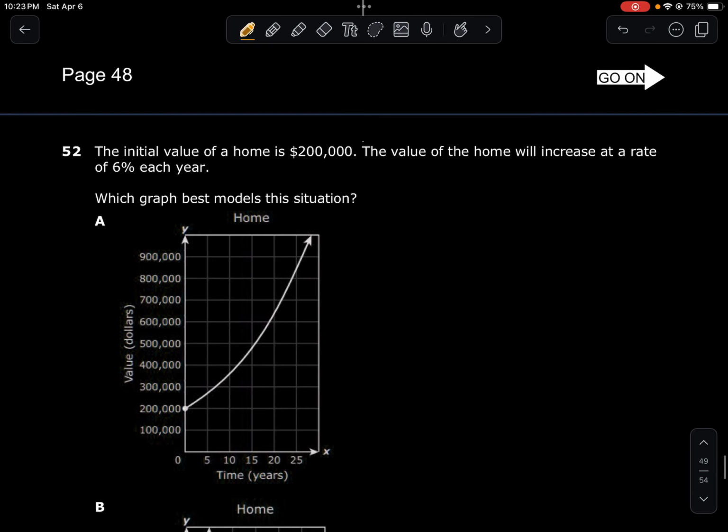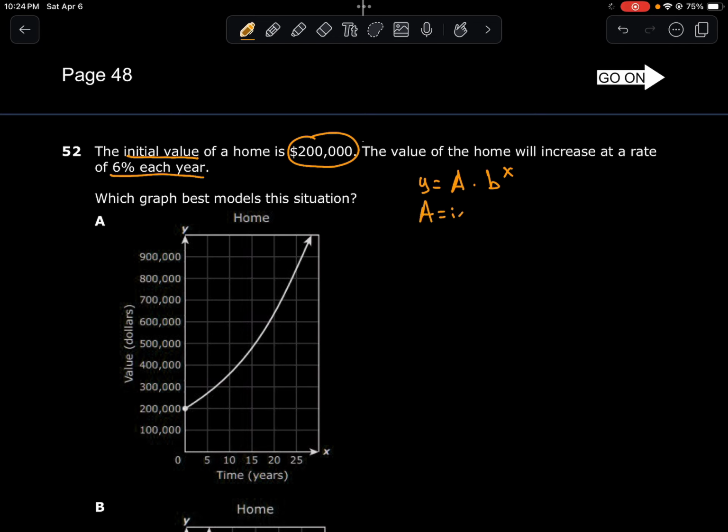We're getting closer to 54. 52. The initial value of a home is 200,000. The value of the home will increase at a rate of 6% each year. Okay, that's an exponential function, and it's of that form, a times b to the x.